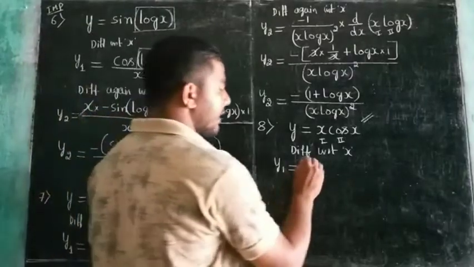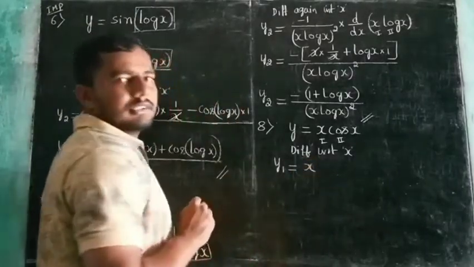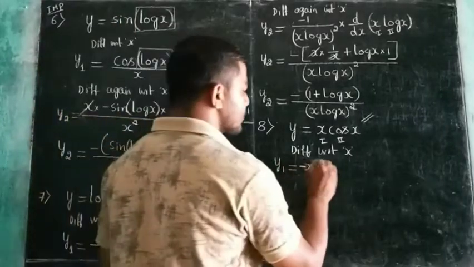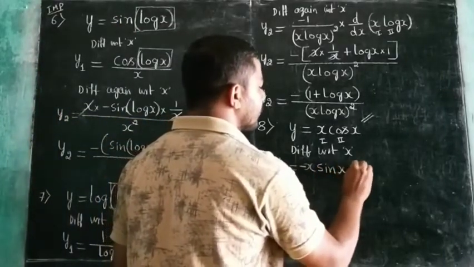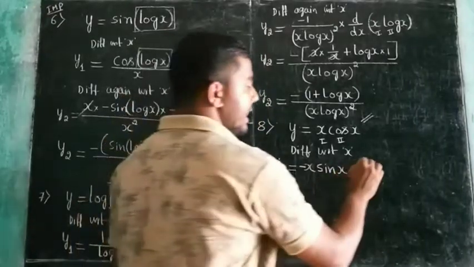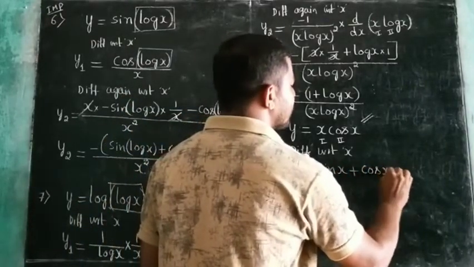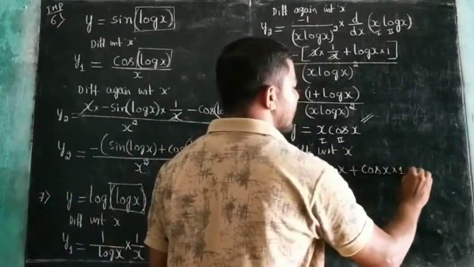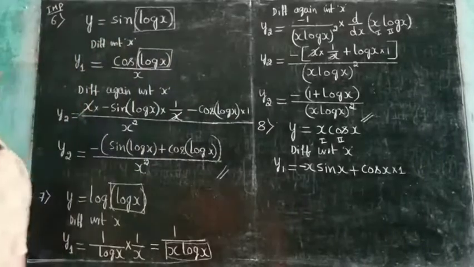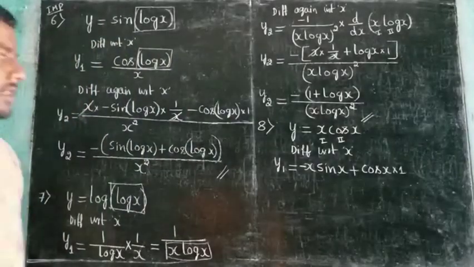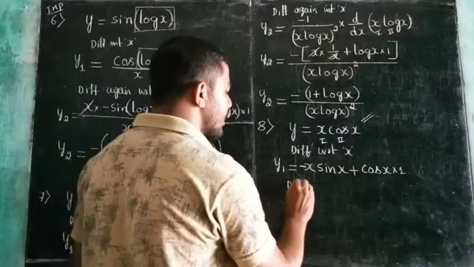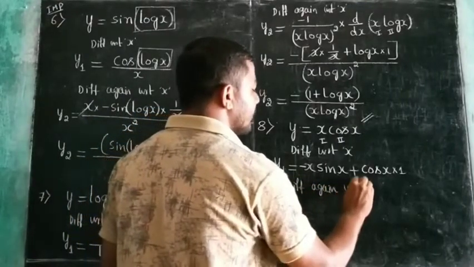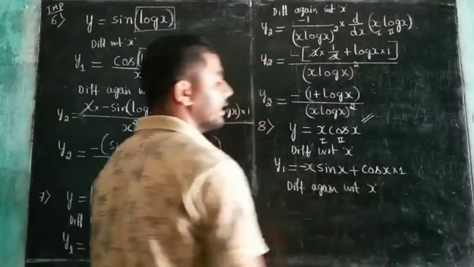By the product rule, take first function as it is, write the derivative of second function cos x. The derivative of cos x is minus sin x, plus take second function as it is, write the derivative of first function. The derivative of first function is 1. There is no simplification. So differentiate again with respect to x.